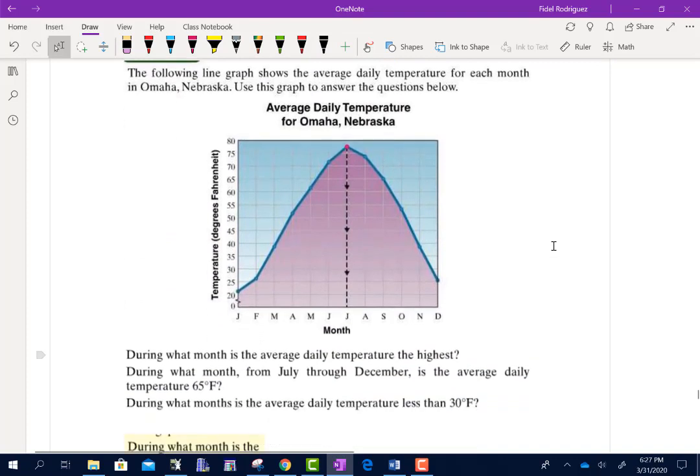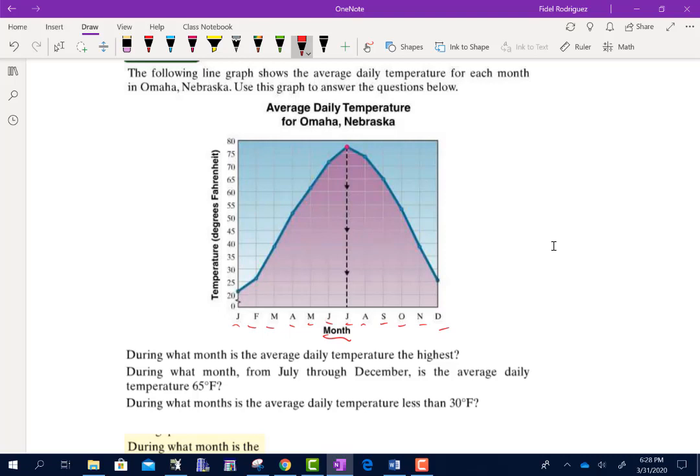Okay, so now we have a line graph. It says, the following line graph shows the average daily temperature for each month in Omaha, Nebraska. Use this graph to answer the questions below. So I want you to notice here, these are the months: January, February, March, April, May, June, July, August, September, October, November, December, right? Okay.